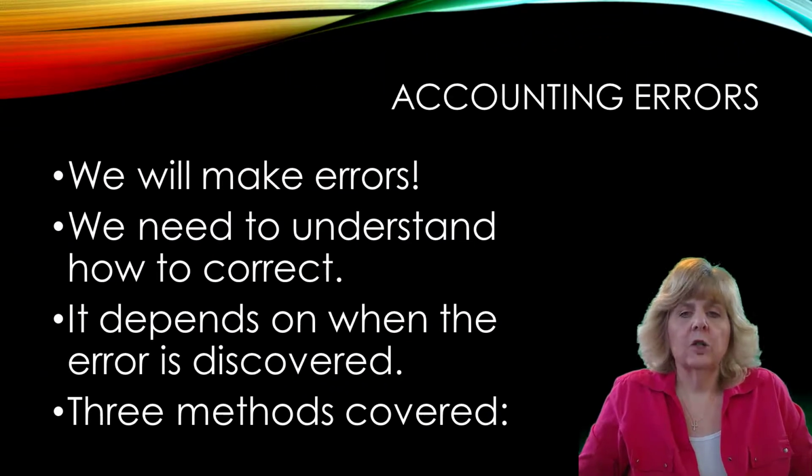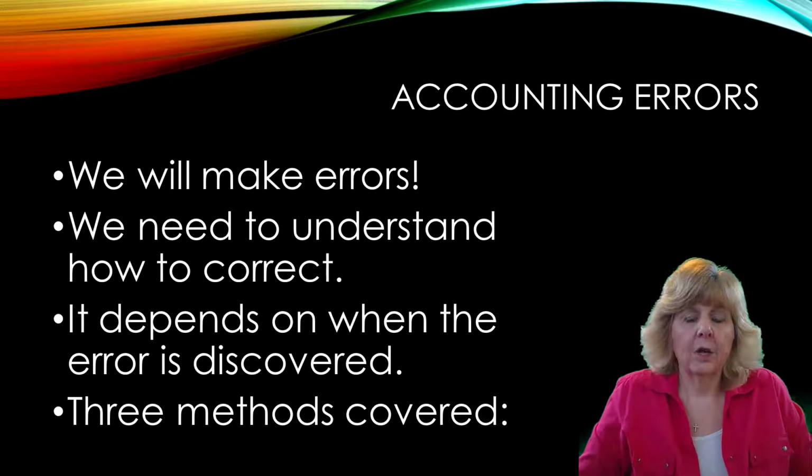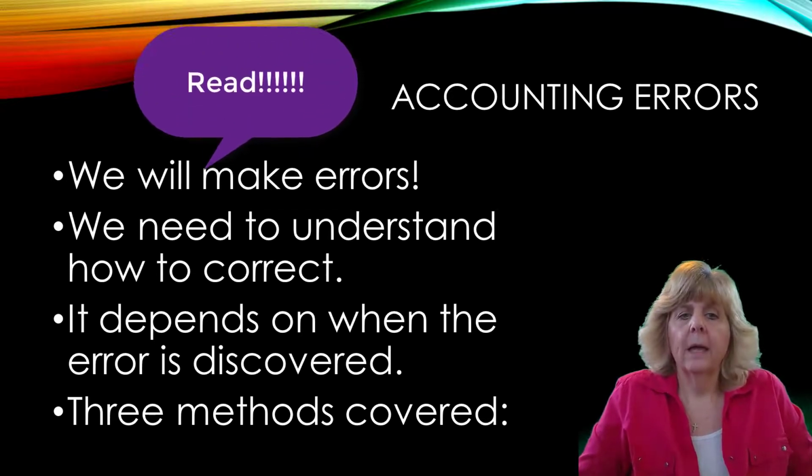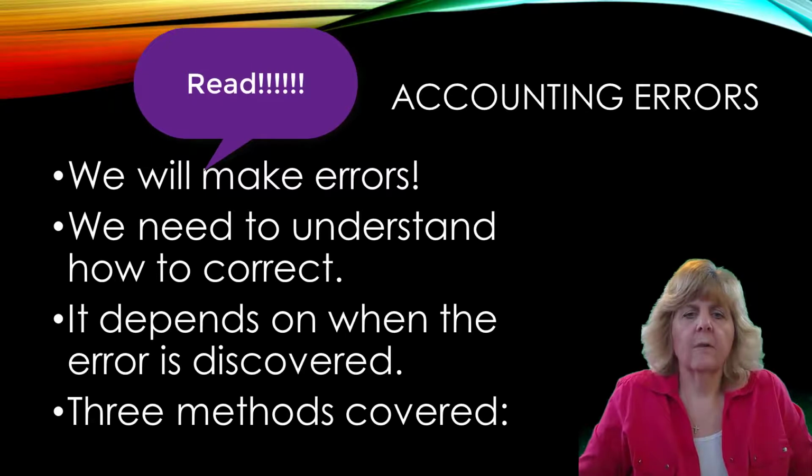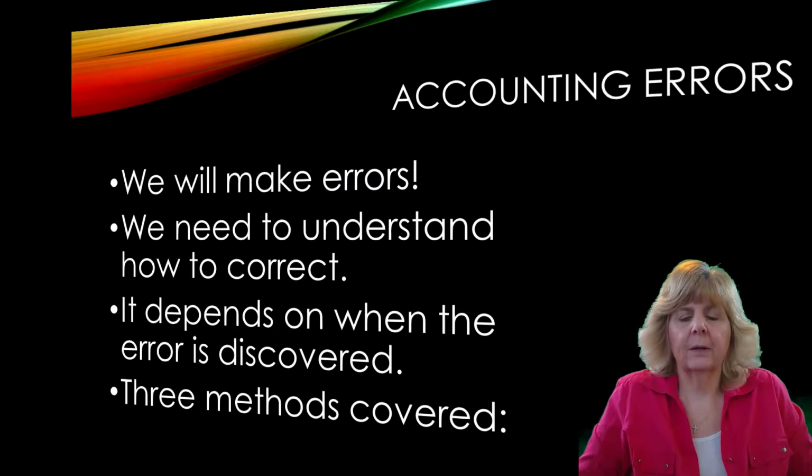In closing up this chapter, I wanted to take a moment to speak about accounting errors. As you saw, the posting process can be tedious, and it's very possible that we'll make a mistake. At some point, you will make errors, and so we need to understand how to correct them. It depends on when the error is discovered. We will learn about 3 methods to correct errors: the ruling method, the correcting method, and the reverse and correct method. Make sure you read about these topics in the book.